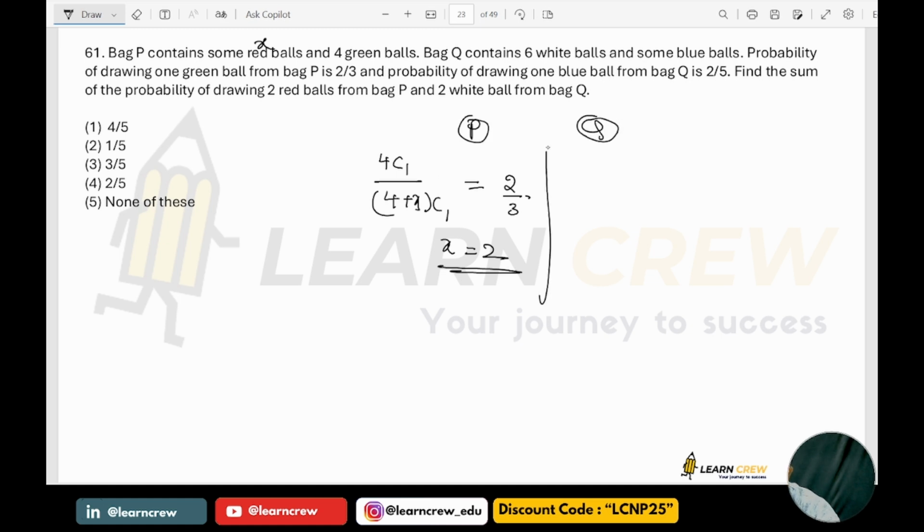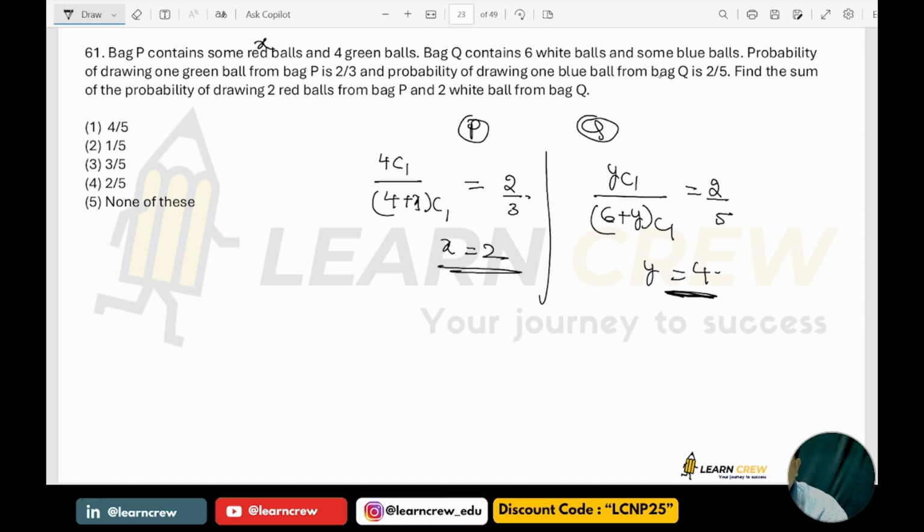What about bag Q? In bag Q, white balls are 6 and blue balls are some Y. Thereby the total number of balls is 6 plus Y. Out of them, drawing one blue ball is YC1 by 6 plus YC1, which is given as 2/5. So thereby you will get Y equal to 4. YC1 is Y, NC1 is N, right? So X is 2, Y is 4.